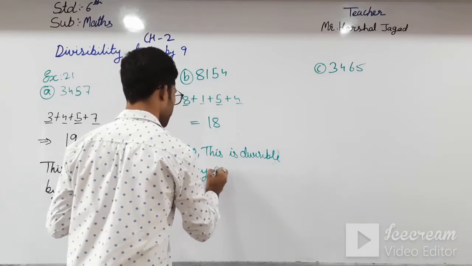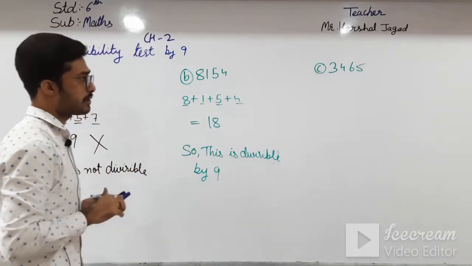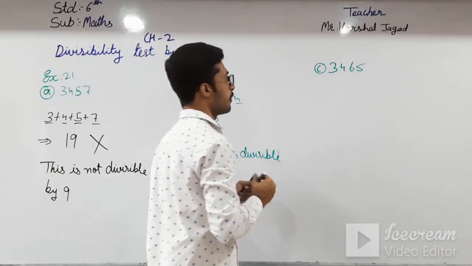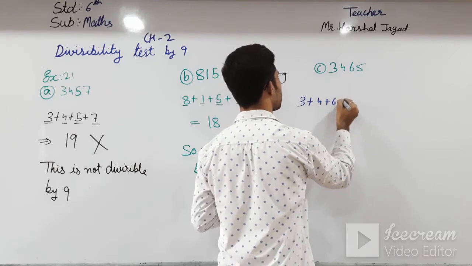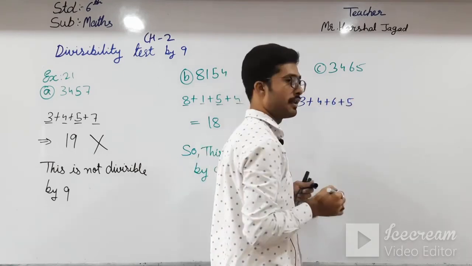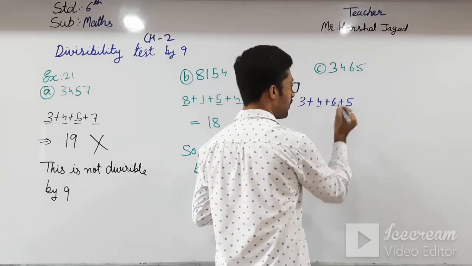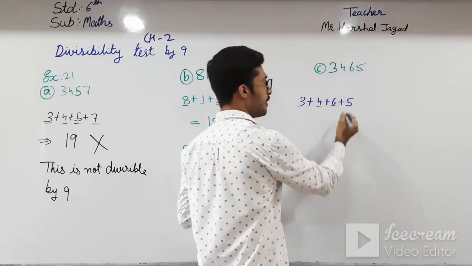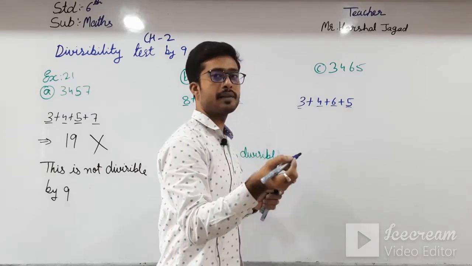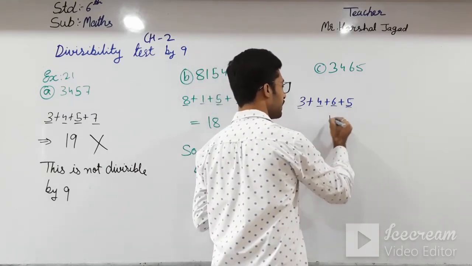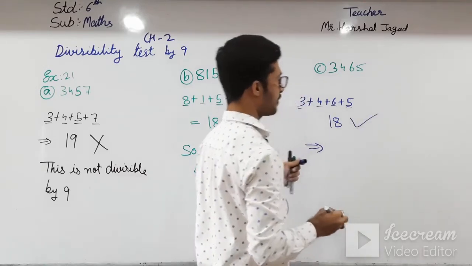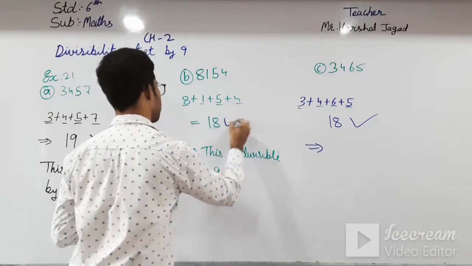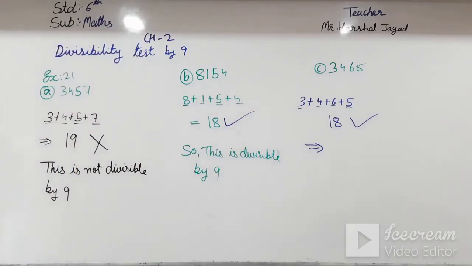See here, moving towards next, that is 3465. So 3 plus 4 plus 6 plus 5. First of all, 6 plus 4 is 10, 5 plus 3 is 8, 10 plus 8 is 18. Yes, this is divisible by 9. Okay students, this is also divisible by 9, this is also, and this is not. Please note down, students, and then we will move further.